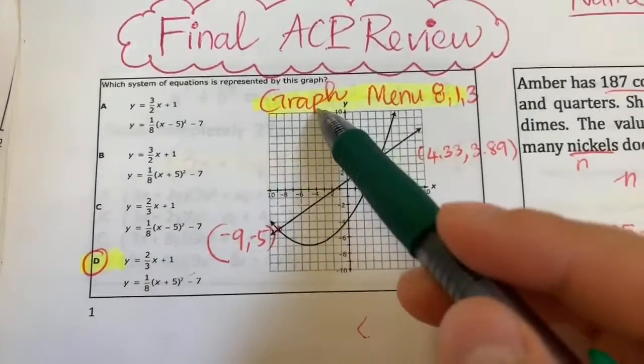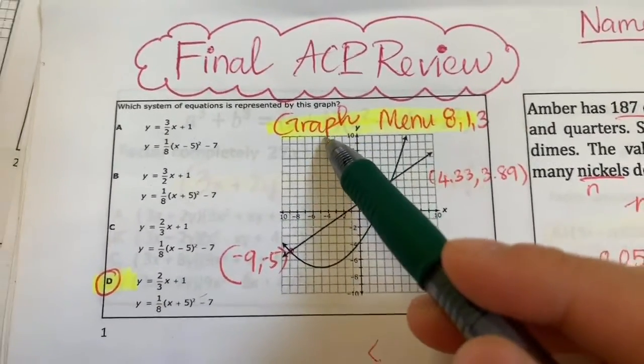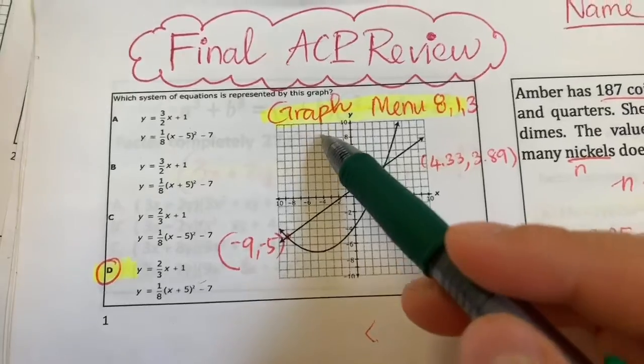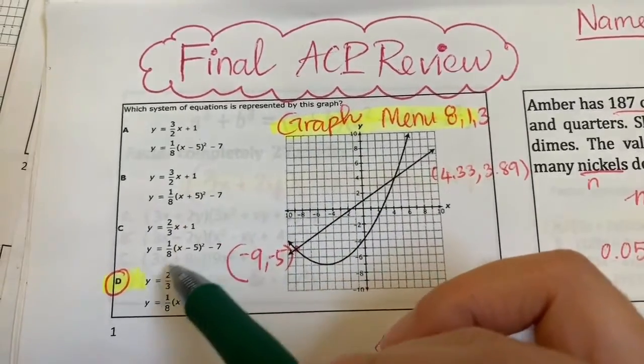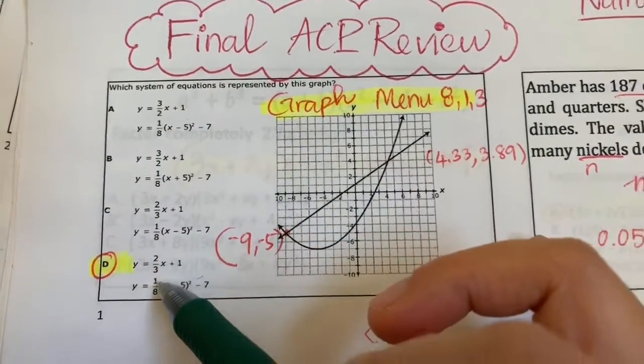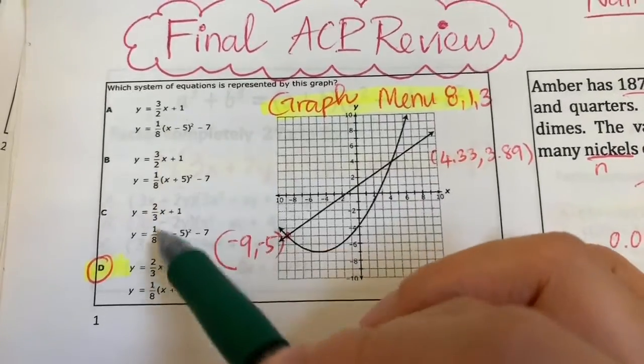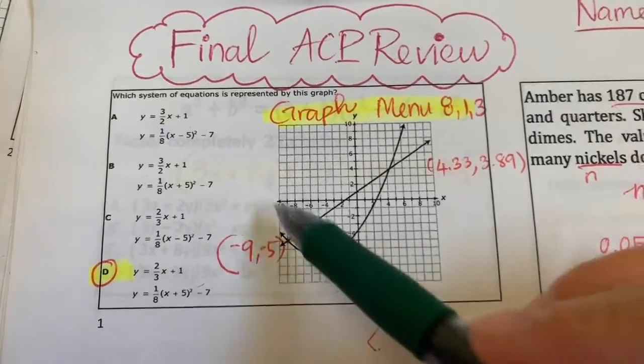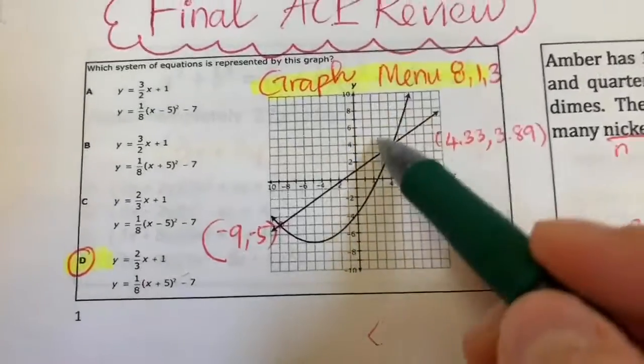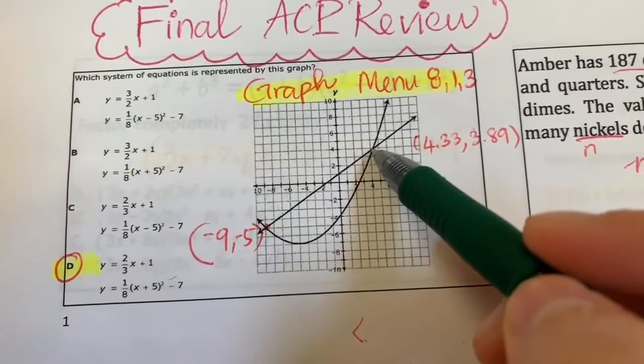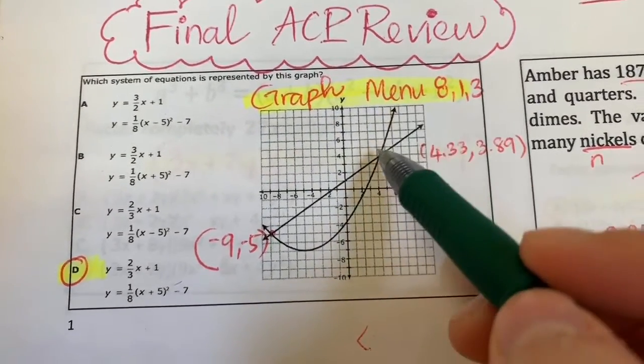So what you do is you're gonna go to the graph option in the calculator, and then you type each of the answers in. If they start with y equals, you can do delete relation and then see if they match the graph that they've given right here. Now if they look similar, then your next step is to check the intersection point.